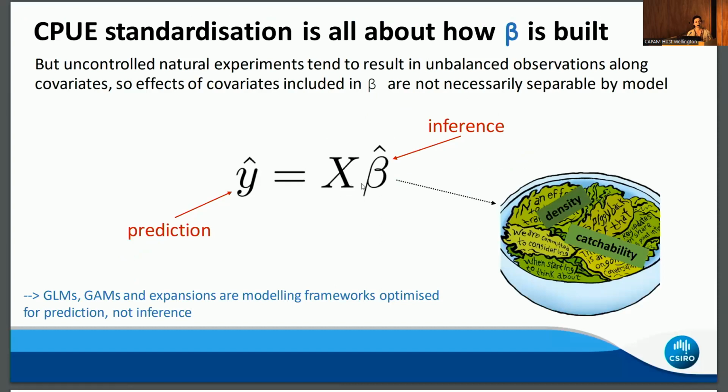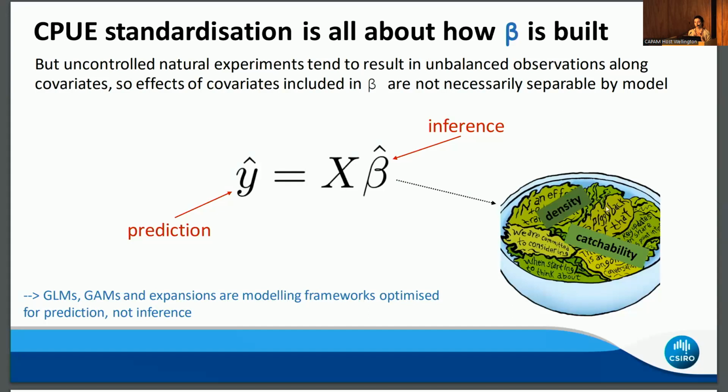So CPUE standardization is all about how our model matrix beta is built, but we're dealing with fishery-dependent catch and effort data. That's essentially an uncontrolled natural experiment where we have unbalanced observations along our covariates. And so the effects of the covariates that we're interested in in our model matrix are often not actually separable by the model.